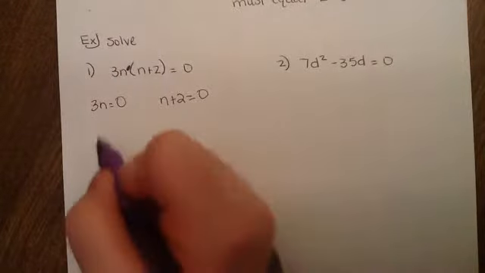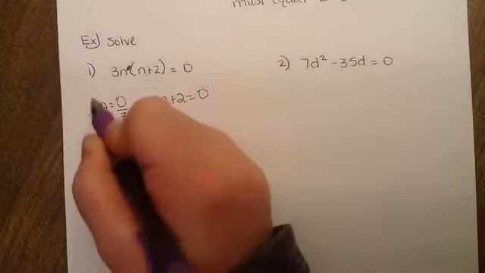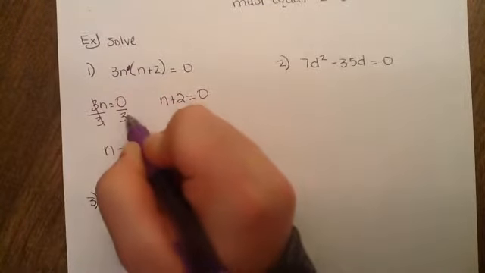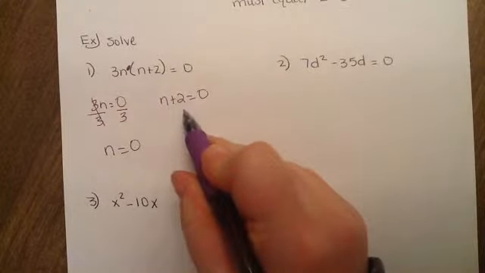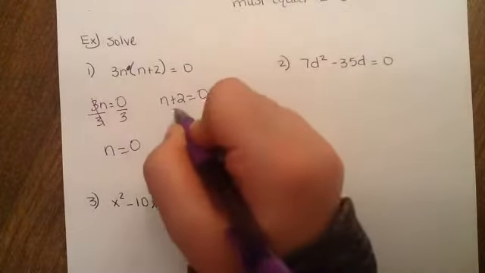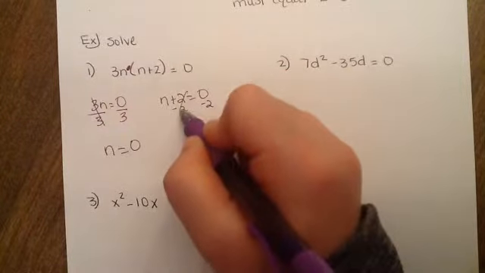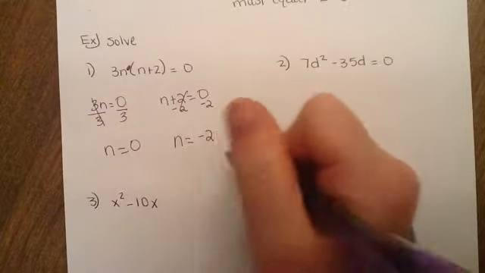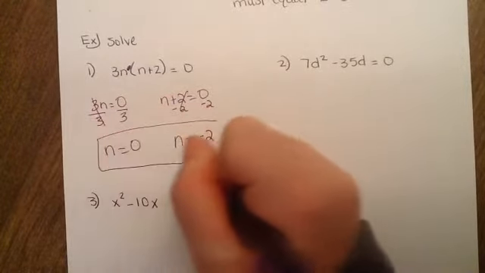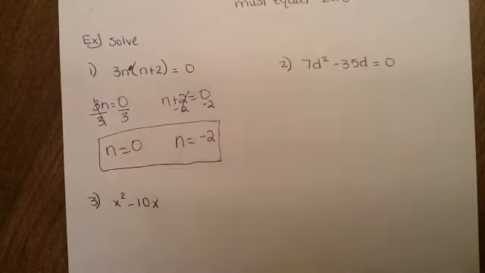Solve for n. Divide by 3. 0 divided by anything is 0. What about here? How do you solve for n? Minus 2, minus 2, n equals minus 2. Those are the two values that could go in here to make this equal 0.